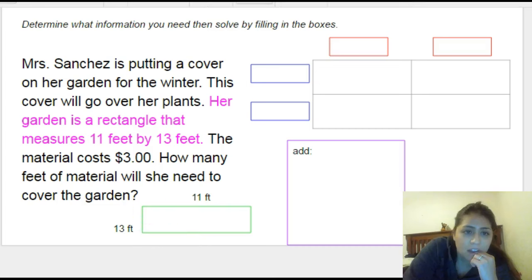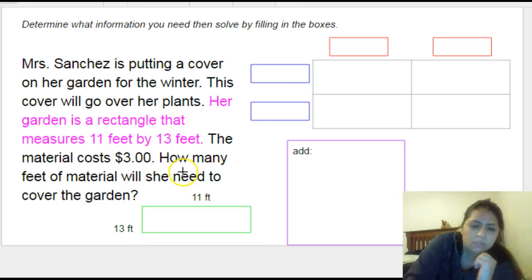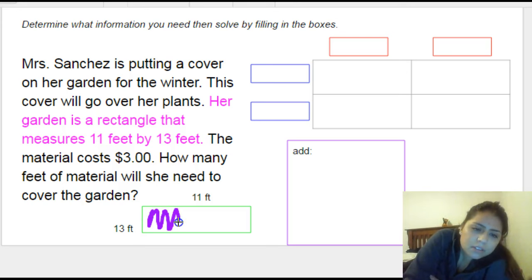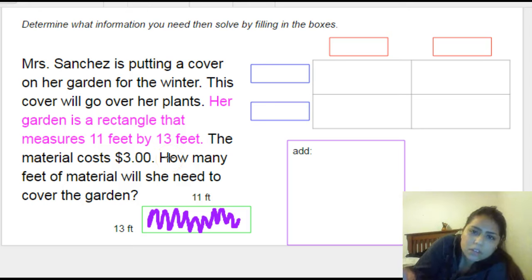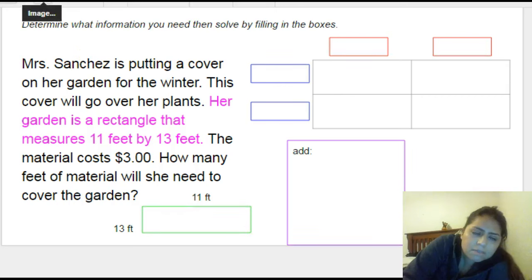Now it says she wants to cover her garden. That's probably not the best option. She wants to cover the garden with some sort of material, and just put something over the plants so that obviously they survive over the winter. So if I'm trying to cover that garden, then it's asking how many feet.